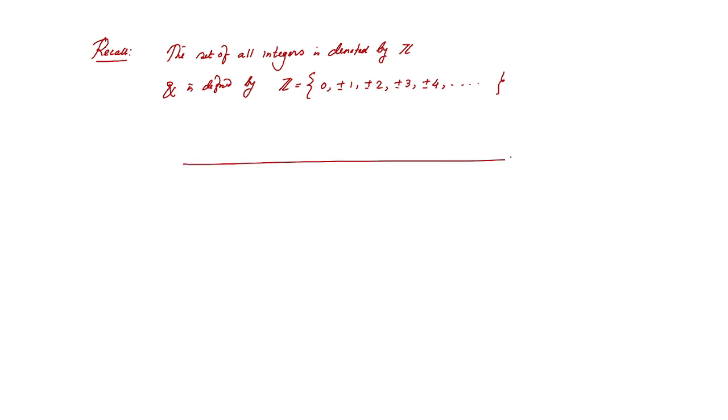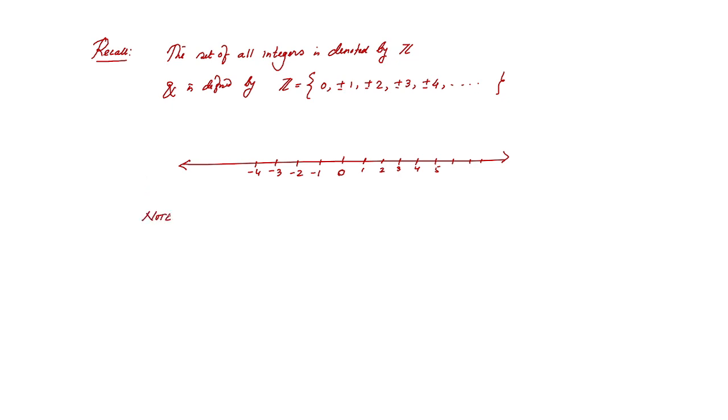If we draw a number line, that means the real number line, we can represent the integers in that way: 0, 1, 2, 3, 4, 5 and so on. Similarly, on the other side, minus 1, minus 2, minus 3, minus 4 and so on. And also we have seen the set of all integers and the set of all positive integers.